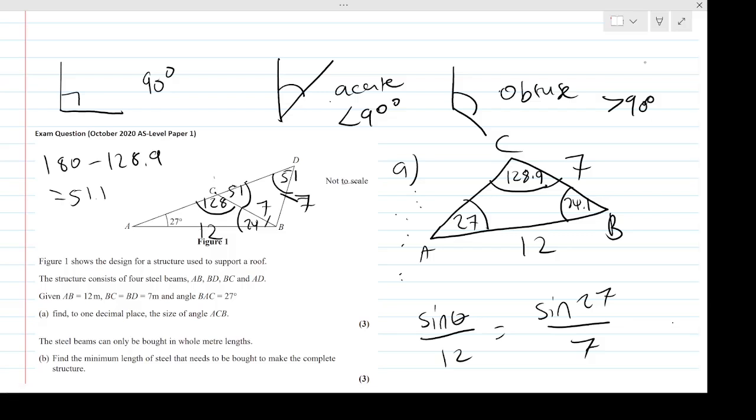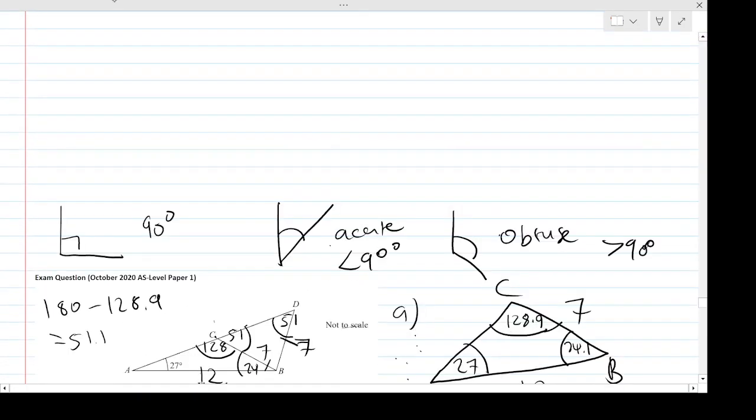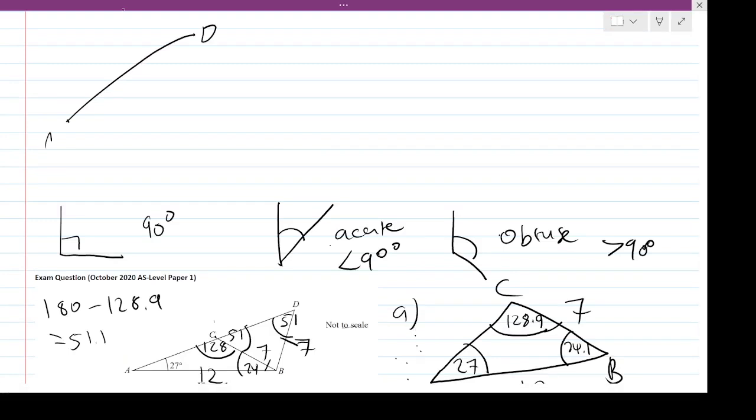Well, actually, if I draw the whole triangle ADB, let's do it up here. There, I know this angle's 27. I've worked out that this angle is 51.1. And I also know that this side BD is 7. I also know this side is 12.